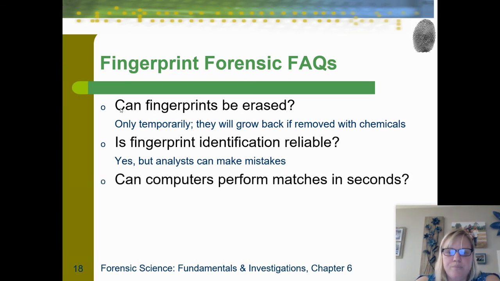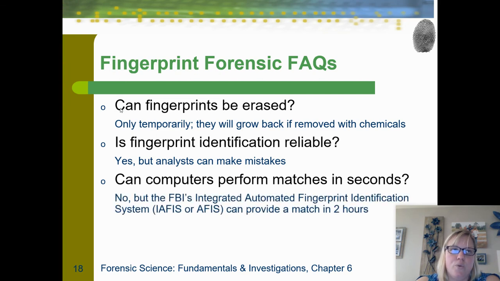Can computers perform matches in seconds? No, they can't. So when we watch our wonderful FBI shows and CSI shows, they'll put a fingerprint into AFIS and it is like automatic, right? It's like doo-doo-doo, and then they have the match. That is not how it works. Usually it takes up to 2 hours, if the fingerprints are in there. If the fingerprints aren't in there, right, then it would take a lot longer, if not be impossible.